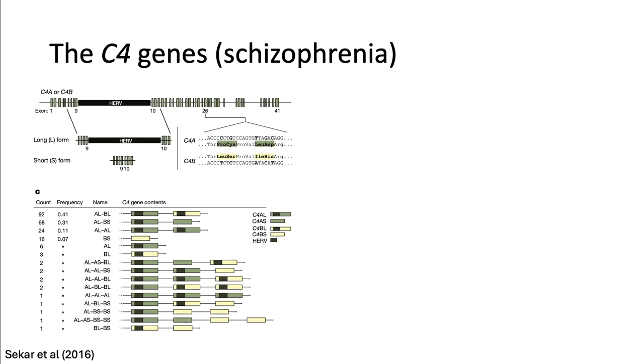The AL BL, this means C4A long form and C4B long form both have this HERV insertion. And you can see in the population, there's the short form. Some people only have 1 gene, and some people have 2, 3 genes, and in the rare case, there are 4 genes in here. And so this is what the gene looks like in the population.